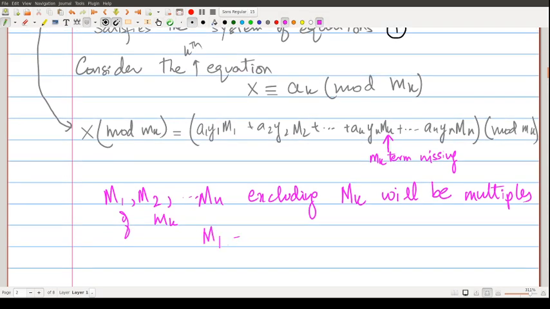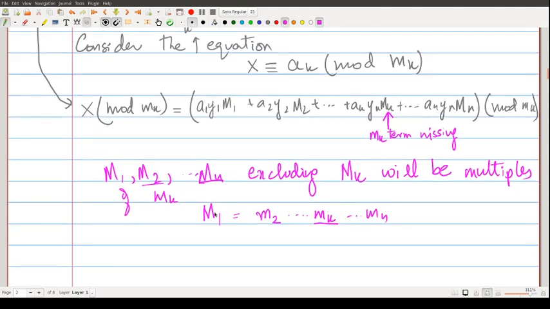So capital M1 has small m1 missing, but it has m2, it has all the other terms, it also has small mk dot dot dot mn. So this one has mn, this one also has mk, this one also has mk. So mk will appear in all of these terms, which means small mk is a factor of these M1 to Mn, excluding capital Mk. So if you remove capital Mk from this list, small mk will be a factor of all of the rest, right? So small mk will be a factor of all of these other terms.